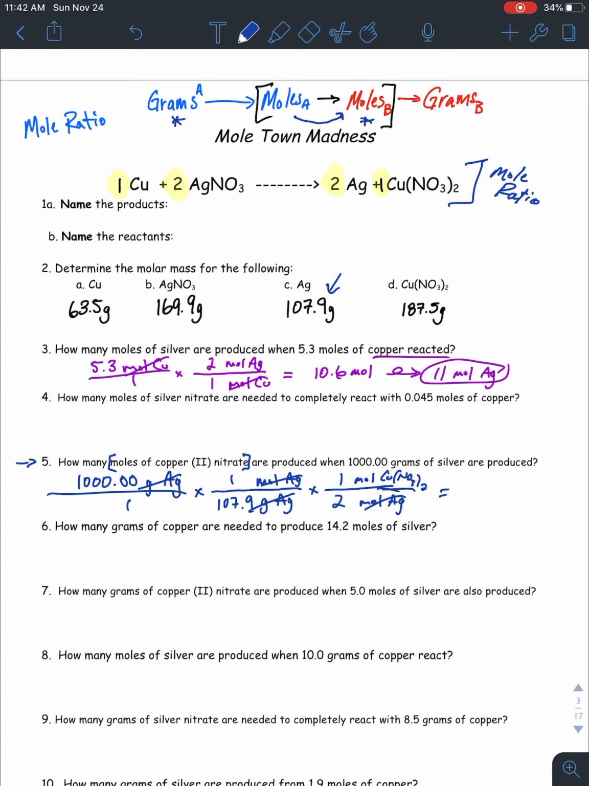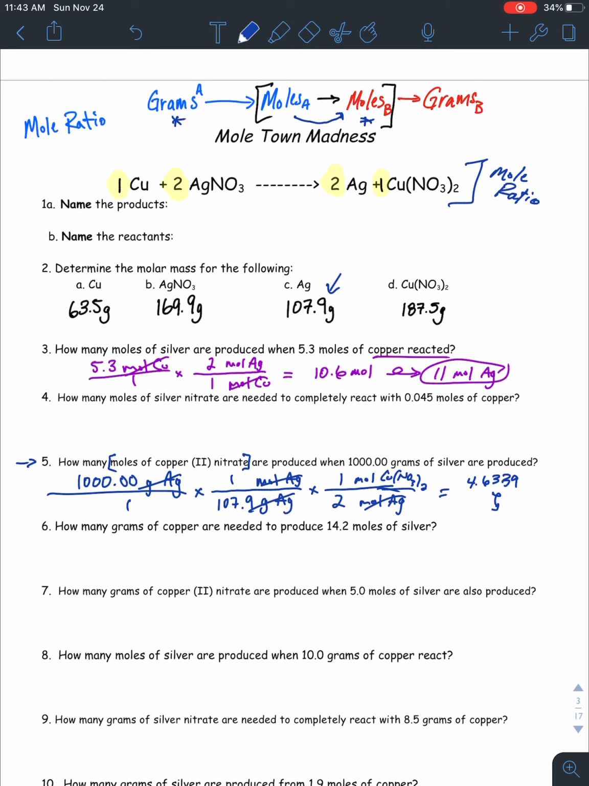As we plug this in, I'll pull up my calculator. We take the 1,000 and multiply everything on top, so times 1 times 1, and anything times 1 is itself. Now we divide by the numbers in the denominator: we divide by 107.9, and then again we divide by 2. What we end up getting here is 4.6339.